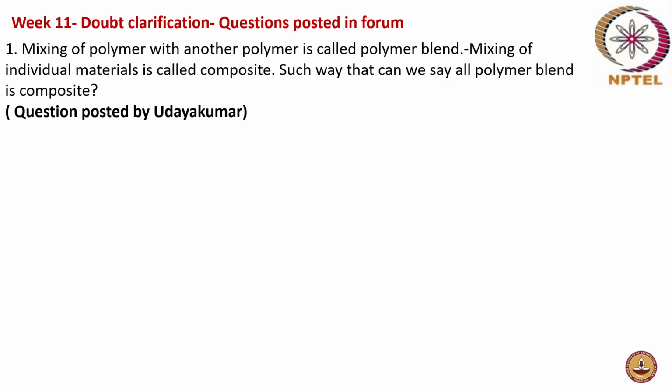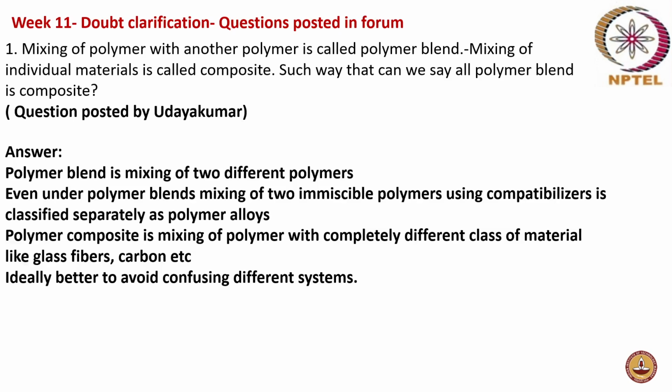What it says: mixing of polymer and another polymer is called polymer blend. Mixing of individual material is called composite. Such a way that we can say all polymer blends are composite. No, I don't think so. Polymer blend is something different and composite is something different. Individual materials, when you are mixing and there is no such uniformity, then we call it composite. It's not about uniformity, but it is more with the material system.